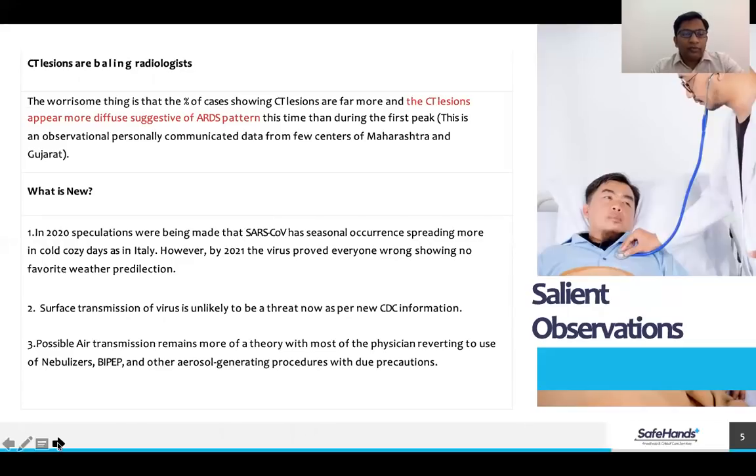What is new? In 2020, speculations were being made that SARS-CoV-2 has a seasonal occurrence, spreading more in the cold, cozy days in Italy. However, the 2021 virus proved everyone wrong, showing no favorite weather predictions. Surface transmission of the virus is unlikely to be a threat now as per the new CDC information. Possible air transmission remains more of a theory, with most physicians reverting to the use of nebulizers, BiPAP machines, and other aerosol generating procedures with due precautions.